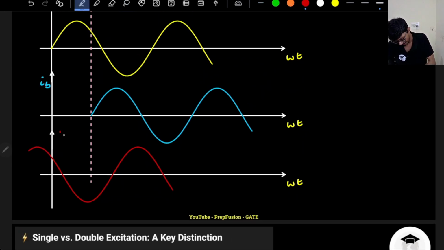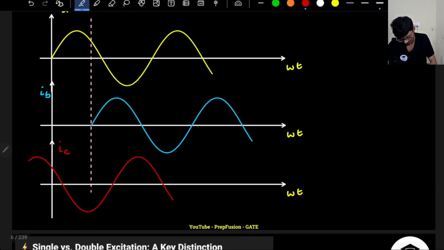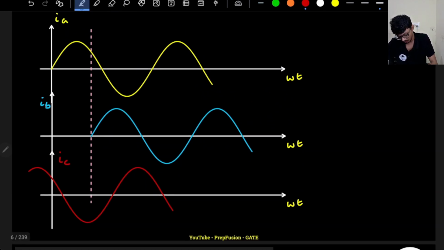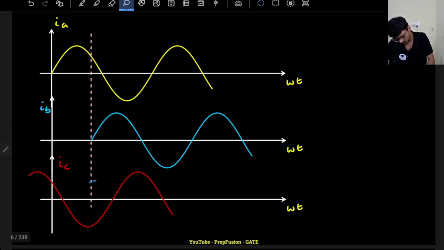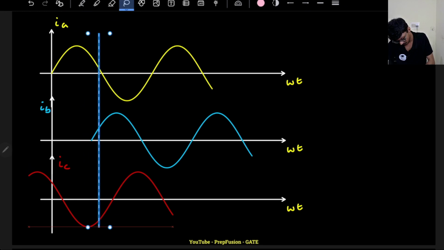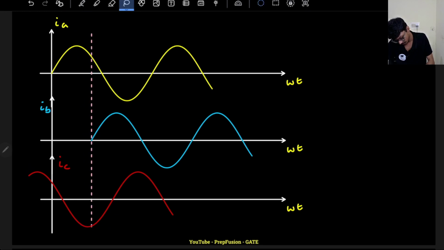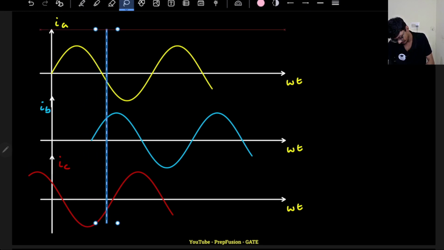I'm not explaining the three-phase currents and all those things because you already know the basics, right? So the important point to note here is that this is 120 basically. So when the peak of current IA happens, right?